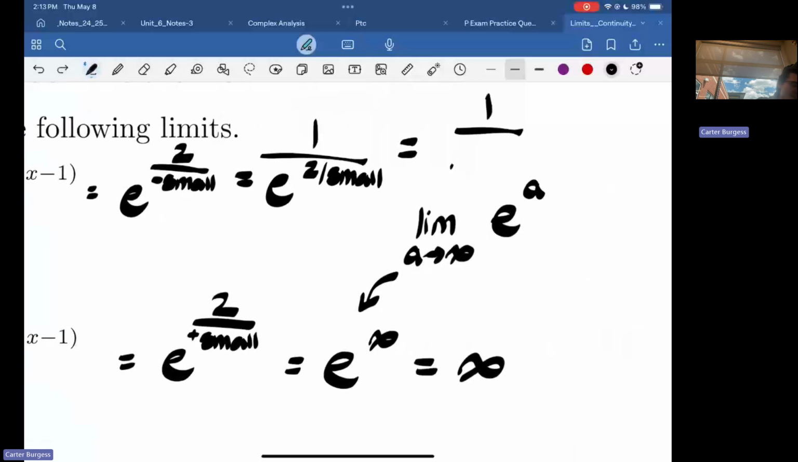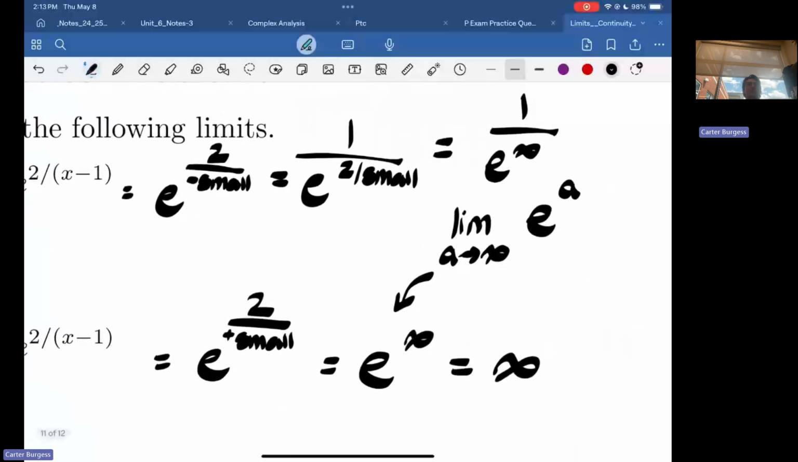Okay, I'm going to be bad again. Yeah, Harrison. Well, I dealt with the negative by taking the reciprocal. You're right that if I hadn't done that, it would be negative infinity. 100% right. Good call.